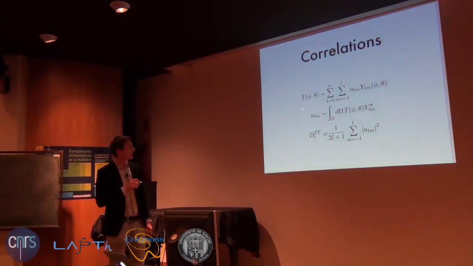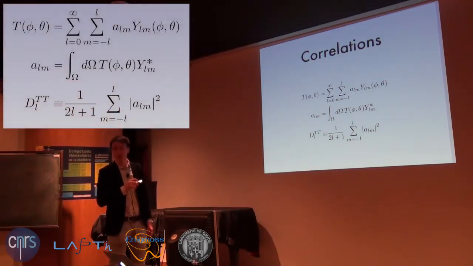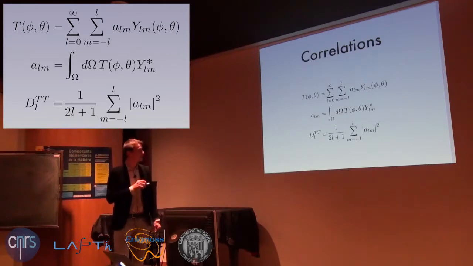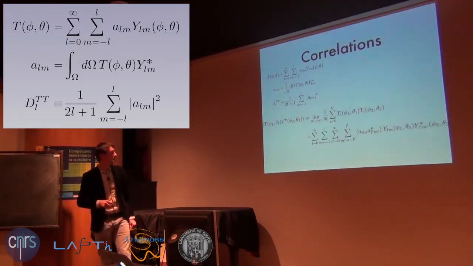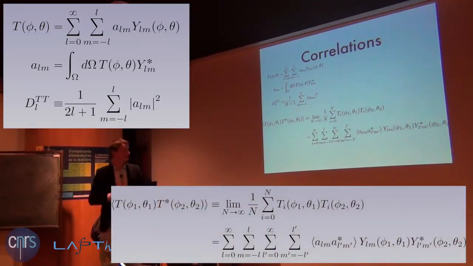So I told you, you take the map, you transform it into spherical harmonics, you get the ALM coefficients given this equation, and if you sum out all the m's, you get this quantity as a function of a multipole moment L that gives you the power in L. How is that related to correlations? Now let's have a look.